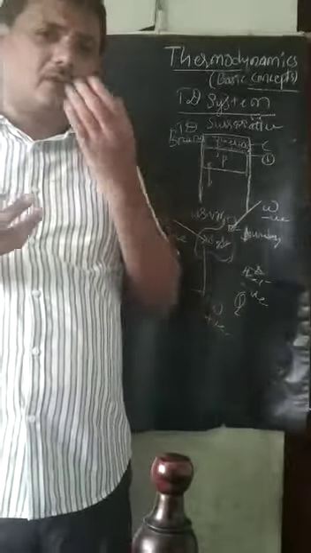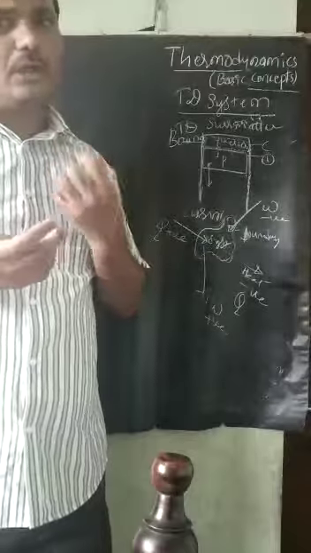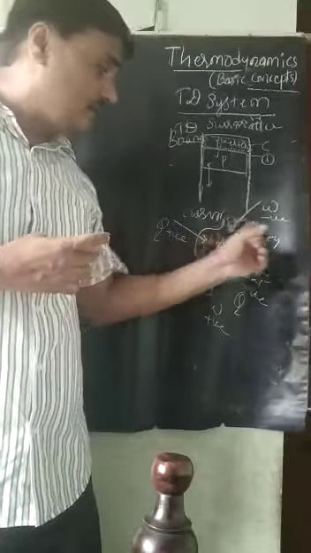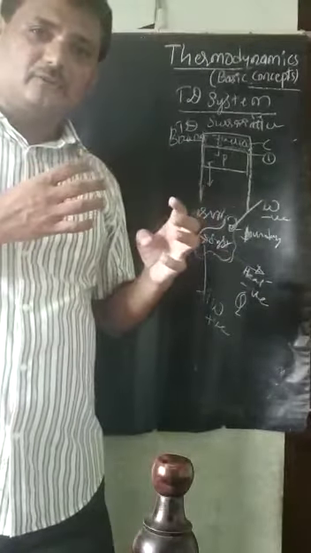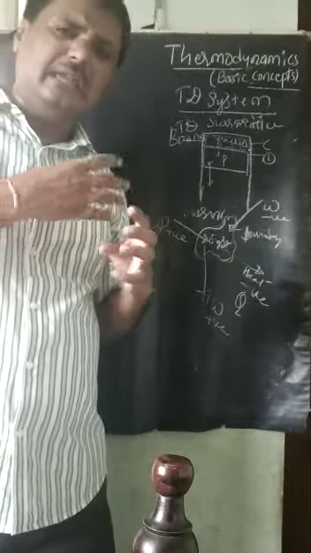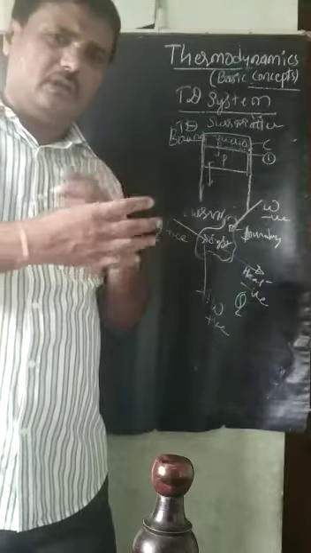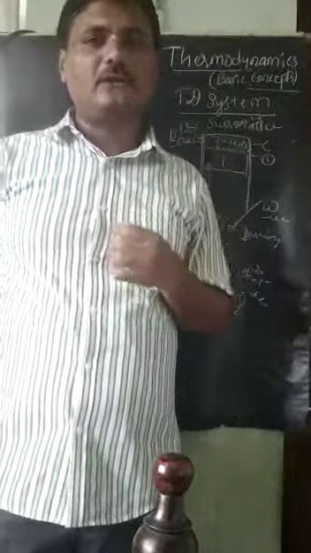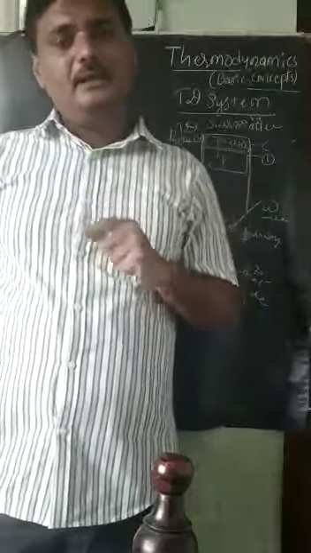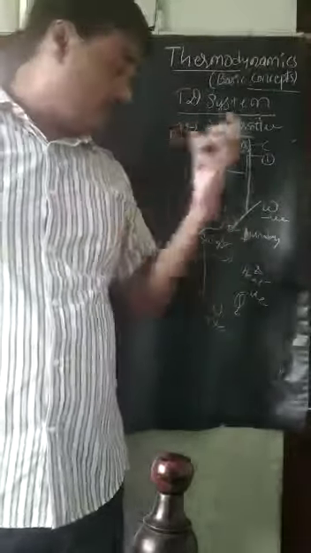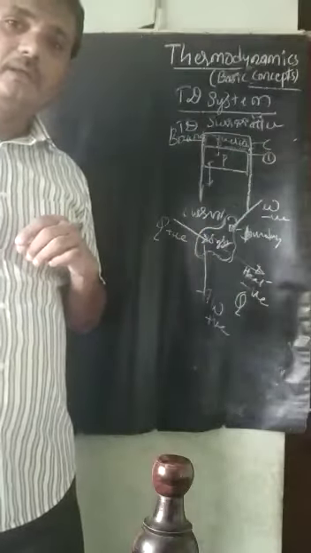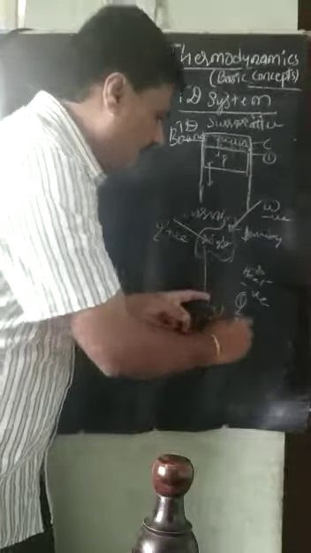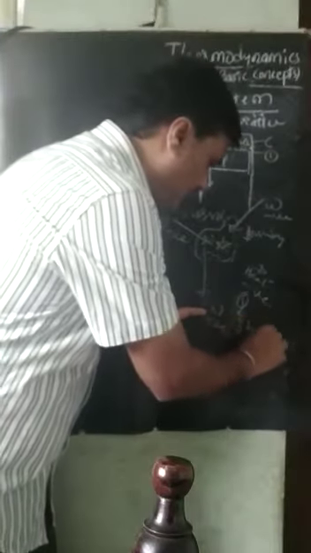In thermodynamics we are also studying the interactions between the surroundings and the system: work interaction, heat interaction, any interactions. Studying these heat and work interactions is also called thermodynamics. Mainly in thermodynamics, systems are classified into three types.